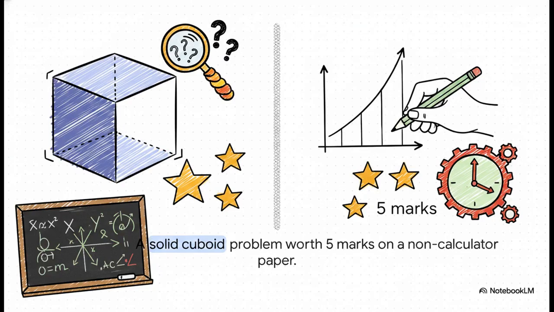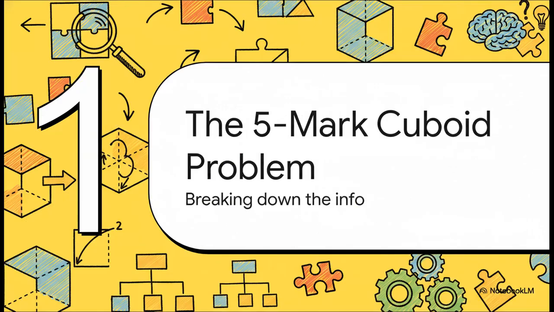And here it is. This is question 21 from a GCSE higher paper. It's a solid cuboid problem, it's worth a whopping 5 marks, and to make things even more interesting, it's on a non-calculator paper. This isn't just a geometry question, it's a test of your pure algebra skills, a real classic challenge.